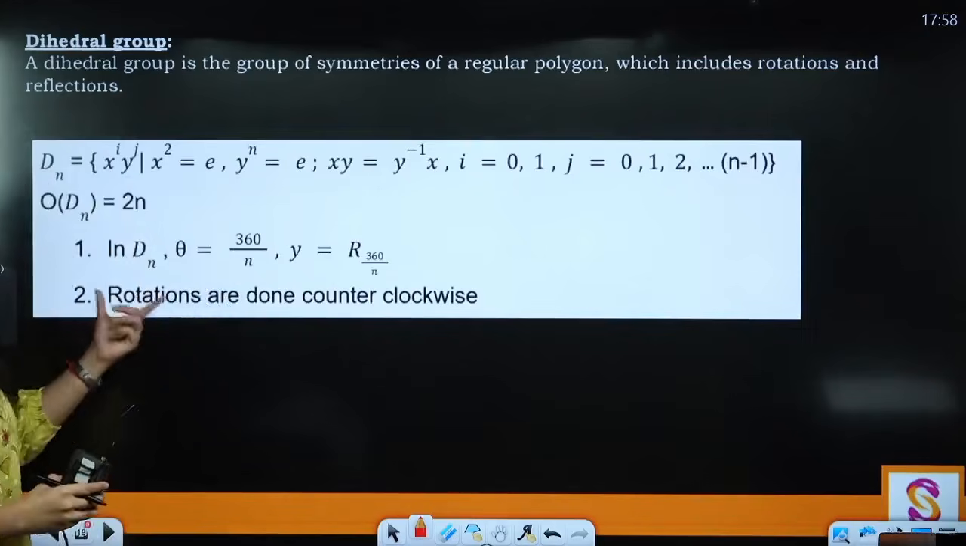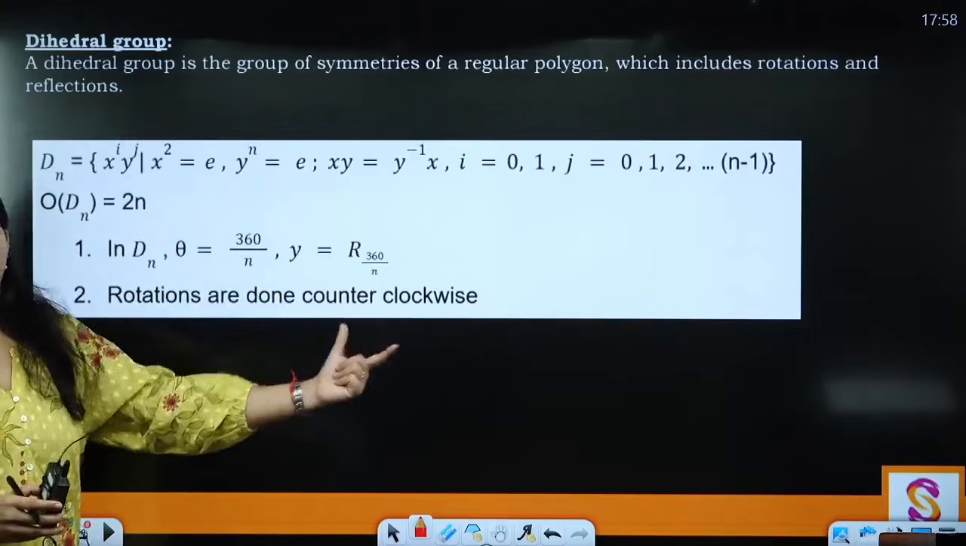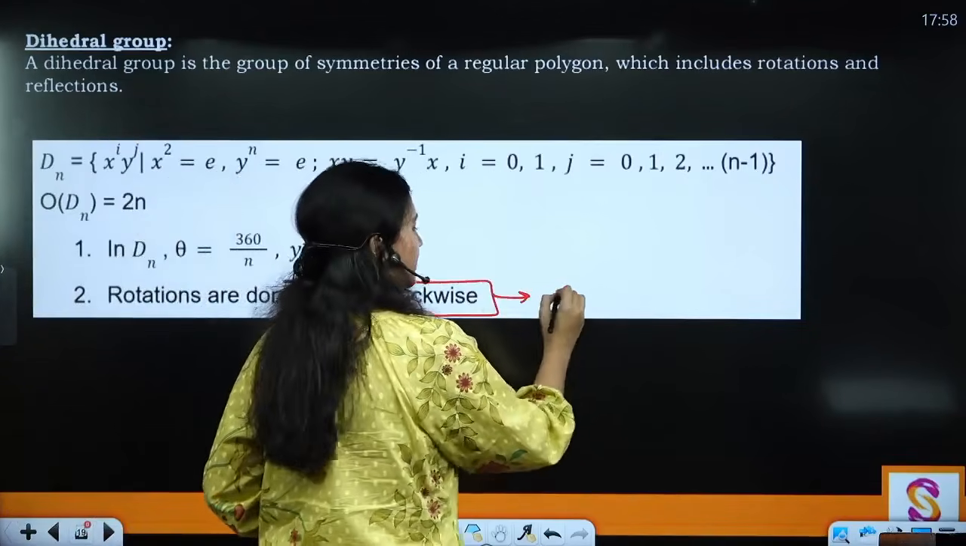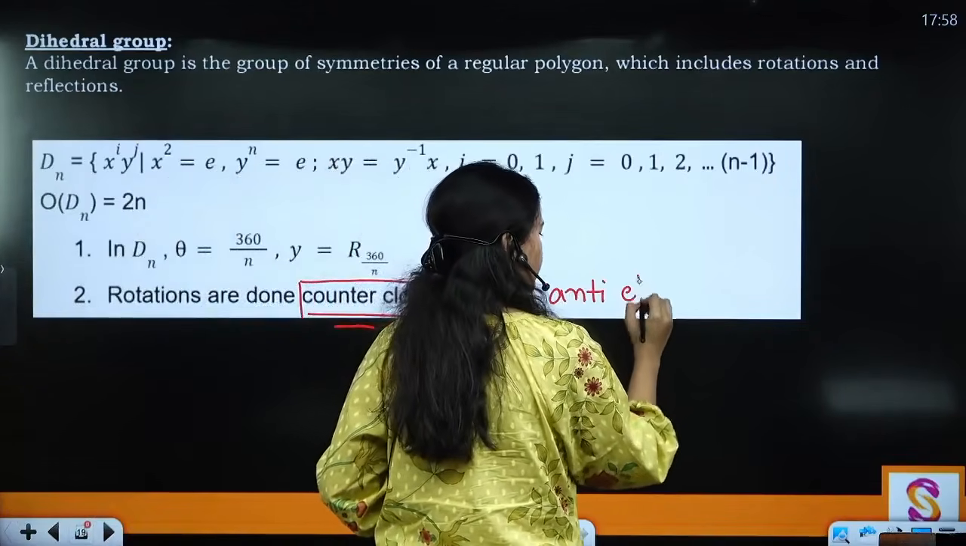Now, the rotations are done counterclockwise. This is the most important thing. Counterclockwise is nothing but your anti-clockwise.